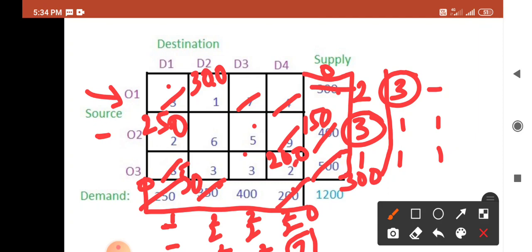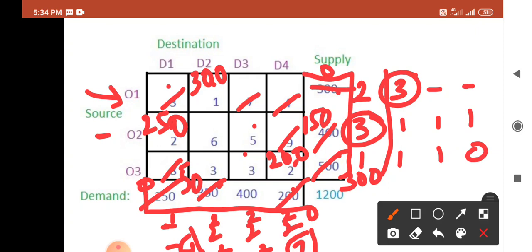In the second row, 6 and 5, the difference is 1. 3 and 3 is 0. Now the D2 column, 6 and 3, the difference is 3. 3 and 2, the difference is 2. So the highest is 3. We go to the D2 column, and in the D2 column the minimum is 3, and we make allocation to 3.